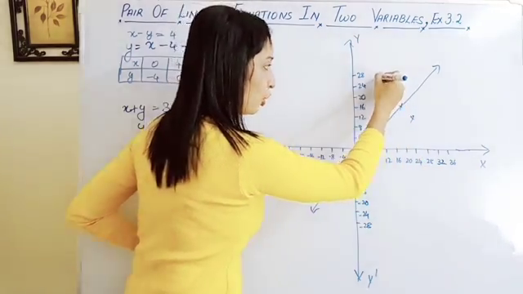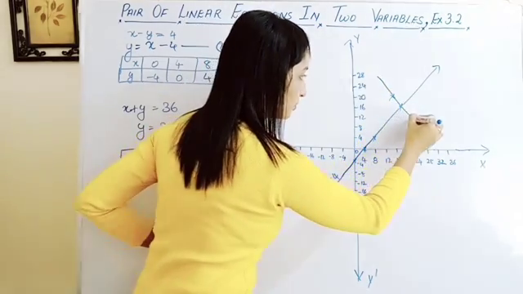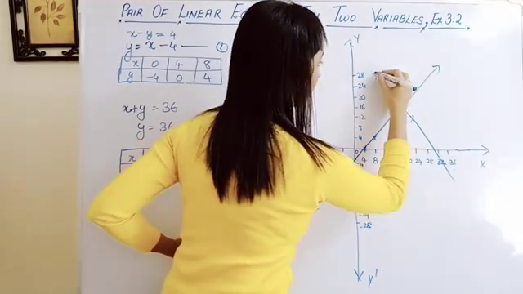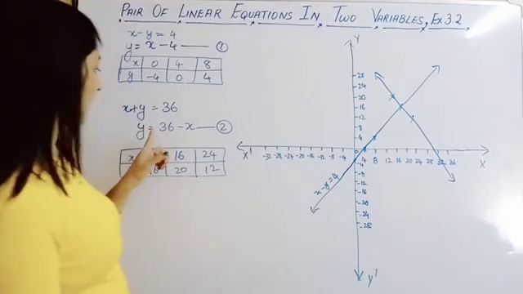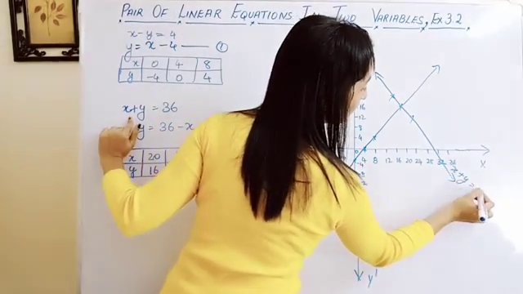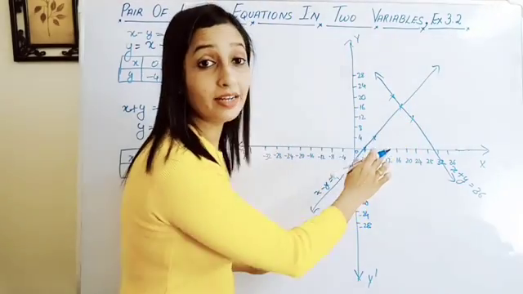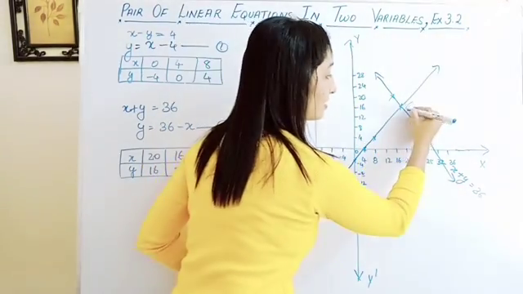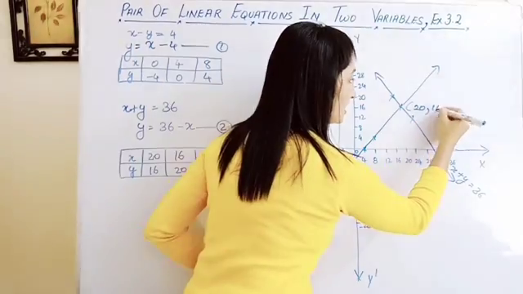So now let's join these points. You get a straight line like this. And you name this equation as x plus y equals 36. Now where do these lines intersect? It intersects at the point 20, 16.